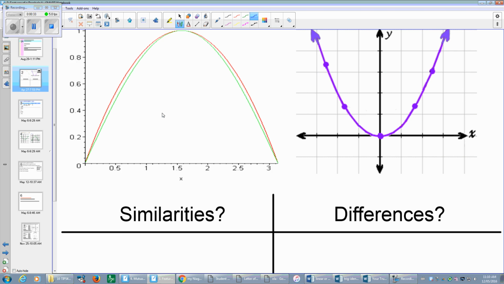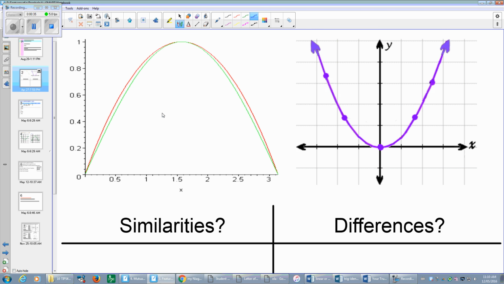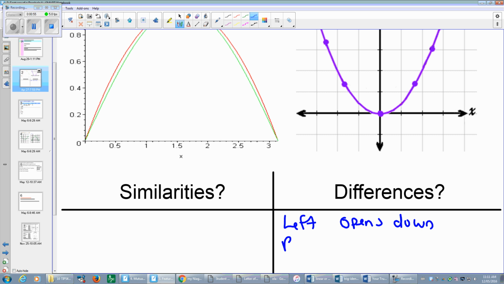Okay, can you tell me which one goes up, which one goes down? The one on the left side goes down. So I'm going to say the one on the left, it opens down. And the one on the right opens up. Ben and Nick, what was something else that you noticed?